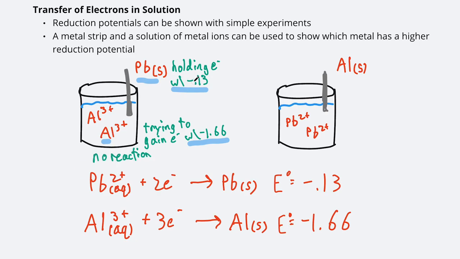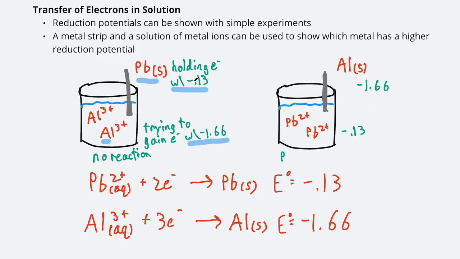For the image on the right, we're putting a solid strip of aluminum into a solution with lead ions. So the aluminum is trying to hold on to its electrons with a value of negative 1.66, and the lead is trying to gain electrons with a power of negative 0.13. So the lead is pulling those electrons with a stronger power than what aluminum is holding onto them with. So then we will have a transfer of electrons from solid aluminum to the lead ions.